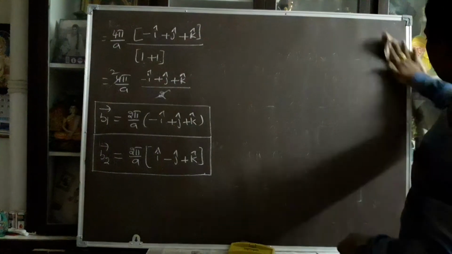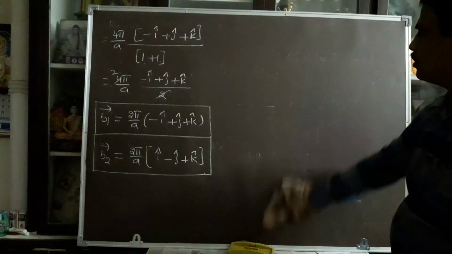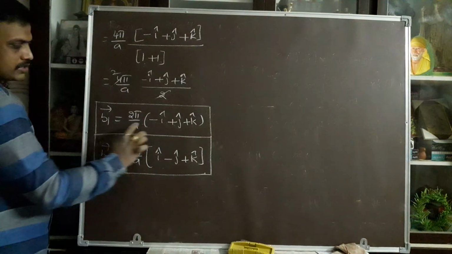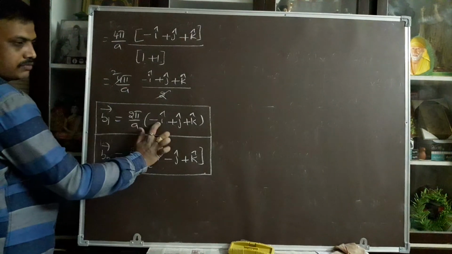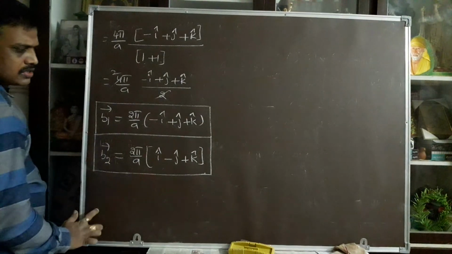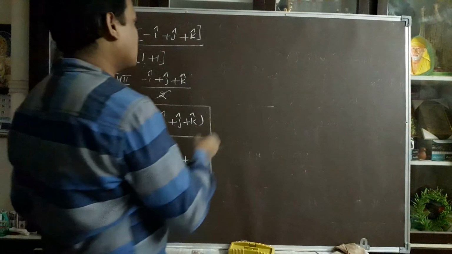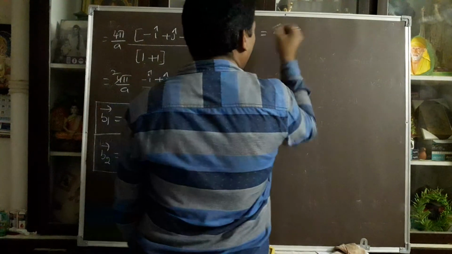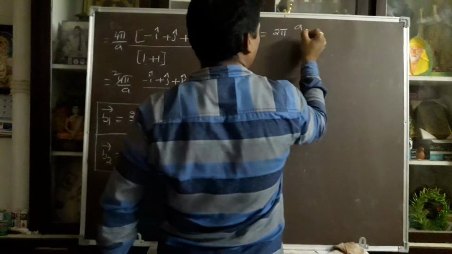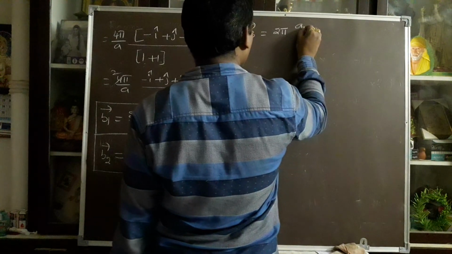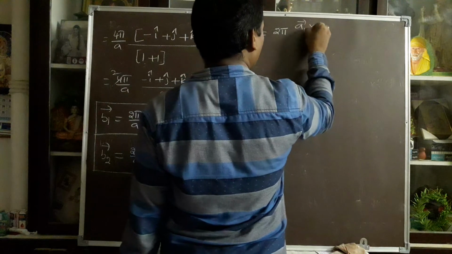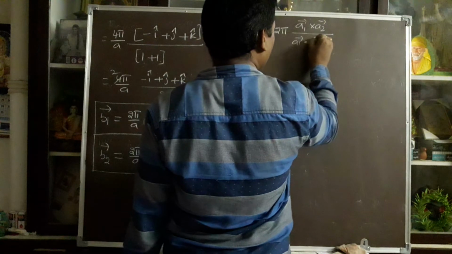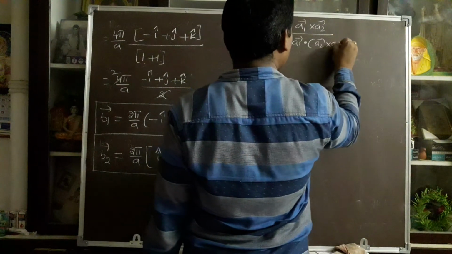According to this complete derivation, you can simply derive the result: B3 bar is equal to 2 pi by A into (I in x direction, minus J in y direction, minus K in z direction). Let us check it. B3 bar is equal to 2 pi into B3, which is nothing but A1 bar cross A2 bar divided by A1 bar dot A2 bar cross A3 bar.